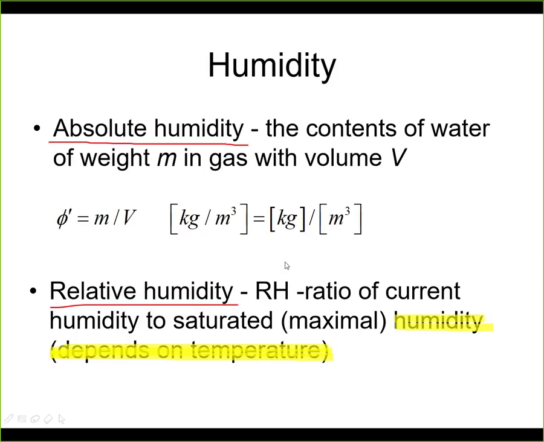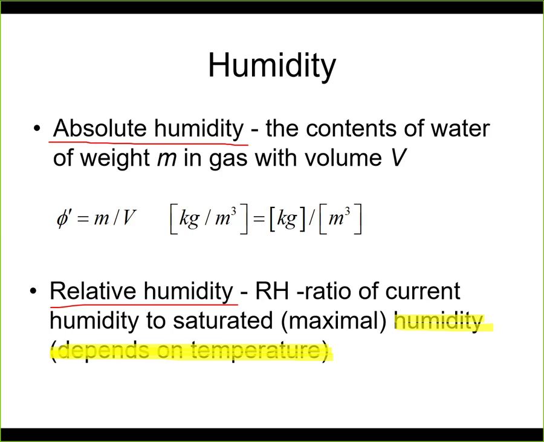First, let's define what is humidity. We will use two definitions of humidity. One will be absolute humidity and the other will be relative humidity. So the absolute humidity is the content of water vapor in some specific volume.